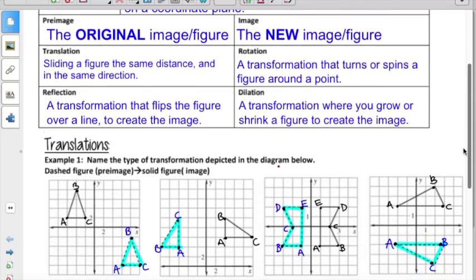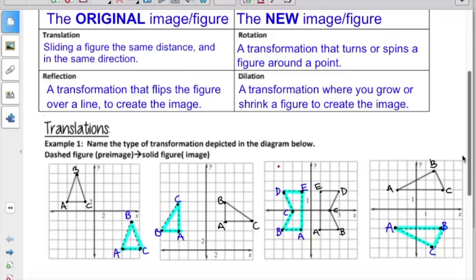Okay, here we go. We're going to start with translations. So we're going to name the type of transformation, and we're going to talk about how the new figure relates to the original figure. So in our first example, we have triangle ABC, which is the blue one. And then we have the new figure, which is triangle ABC, the black and white one.